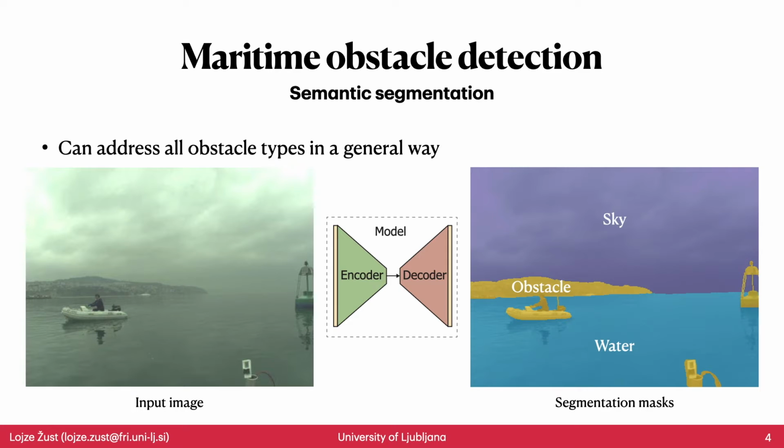Currently, state-of-the-art methods use a semantic segmentation approach, as it can address different types of obstacles, both static and dynamic, in a uniform way. These methods produce water, sky, and obstacle segmentation maps, which are in turn used by the navigation systems of the boat for route planning.